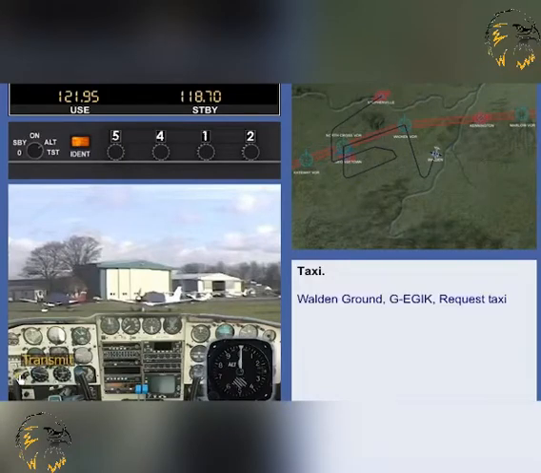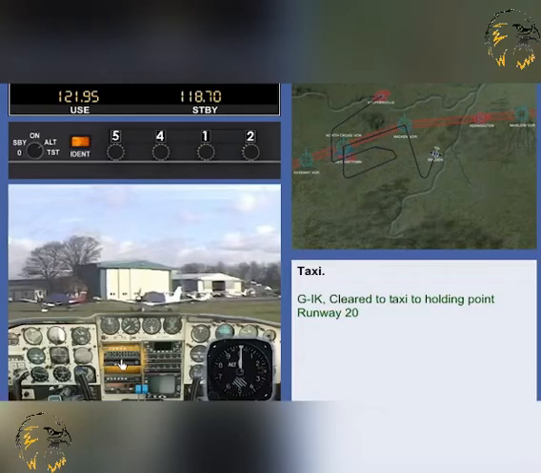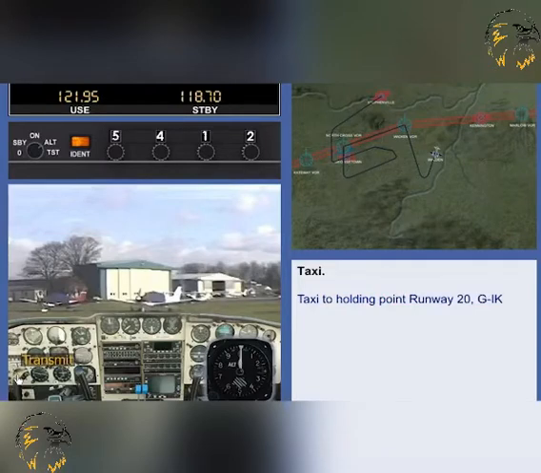Walden Ground, Golf Echo Golf India Kilo, request taxi. Golf India Kilo, clear to taxi to holding point runway 20. Taxi to holding point runway 20, Golf India Kilo.